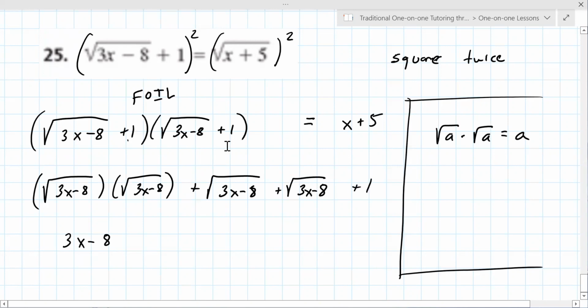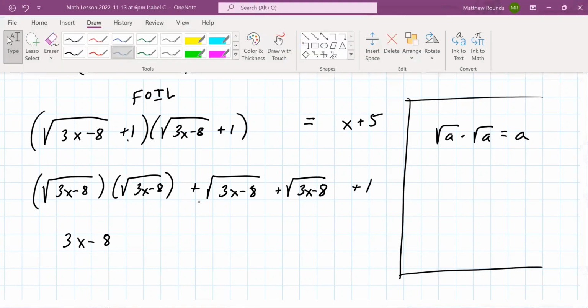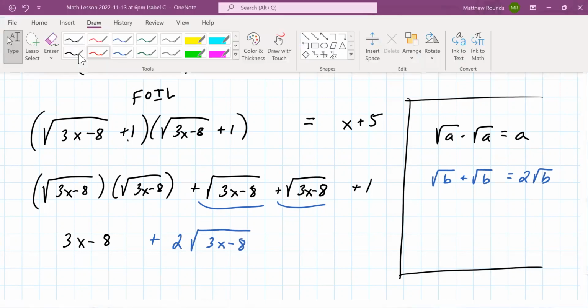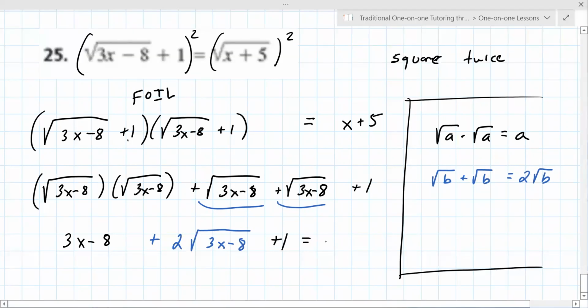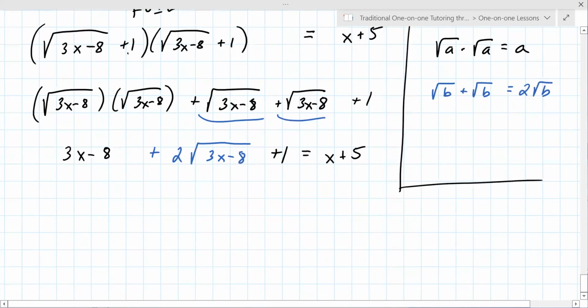So for this middle one here, let me switch colors to illustrate this. This is like the square root of b plus the square root of b. That means you have 2 square root b's. So it becomes +2 square root 3x minus 8 plus 1 equals x plus 5. What do you think about this now?